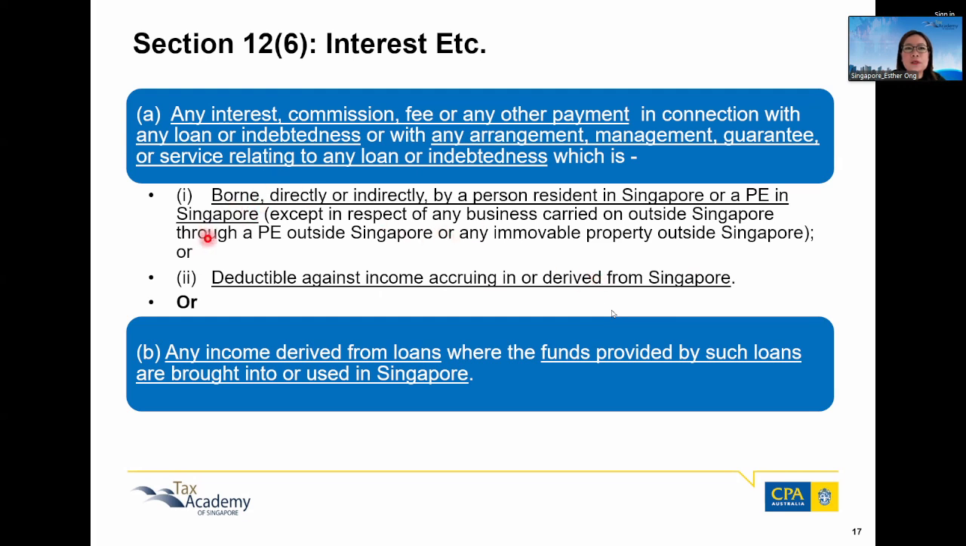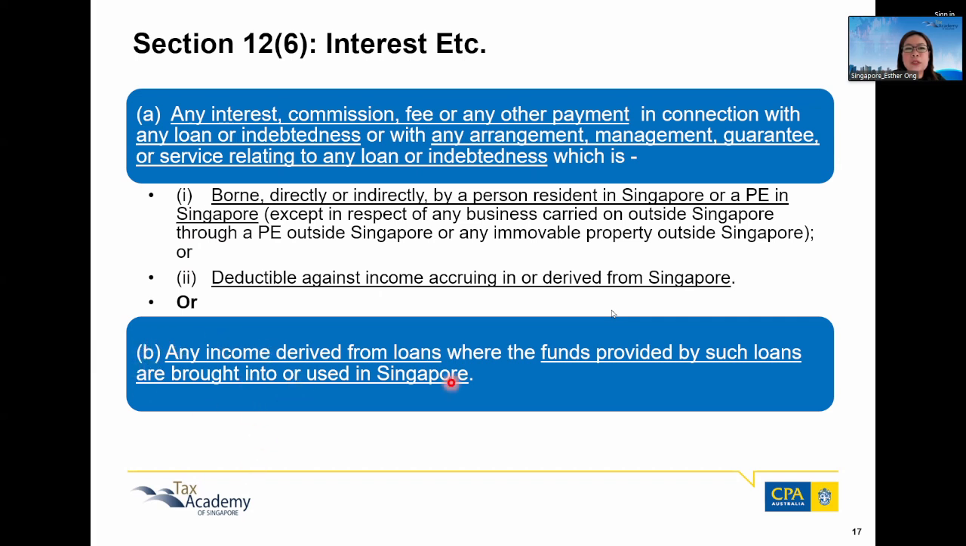So you see, the conditions are very aligned with our territorial basis of taxation. Anything arising in Singapore will be subject to tax. There's also another category, even if it doesn't fall under section 12.6A and doesn't meet all these conditions. We also need to look at whether any income derived from the loans, where the funds provided by the loans are brought into or used in Singapore. If it falls under B, then withholding tax will also be applicable.